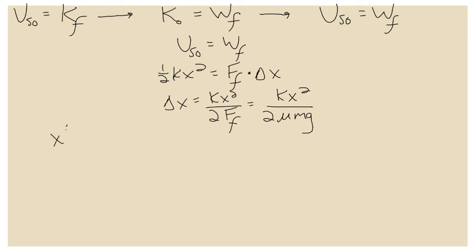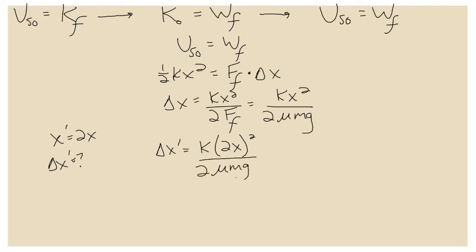So now here we know that the only difference is that the new compression distance is twice the old compression distance. And we're looking for the new delta x. And so we have here delta x prime is equal to k times 2x squared over 2 times mu times m times g. And what that shows is we have 4kx squared over 2 mu m g.